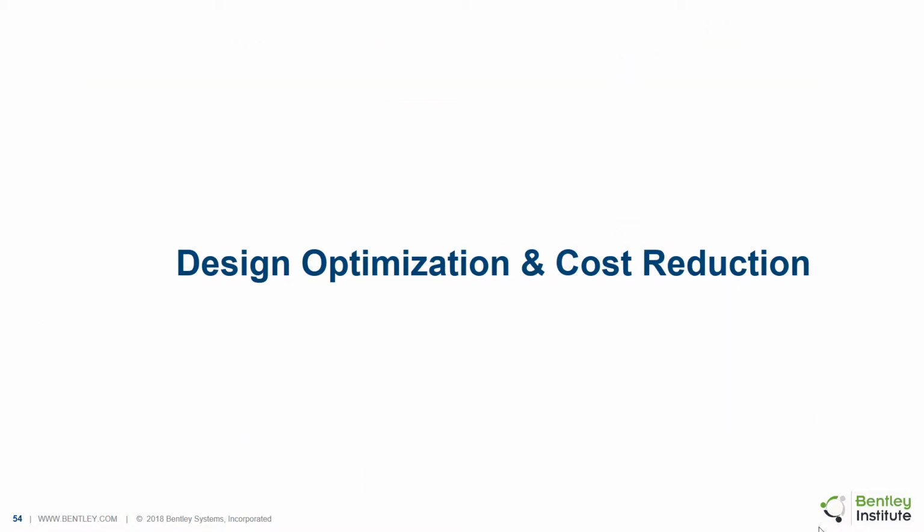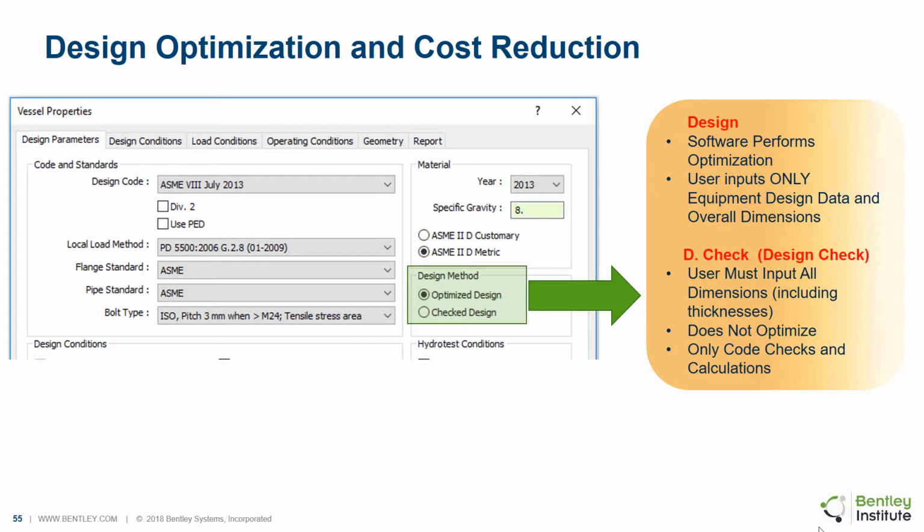Having covered the fundamentals of cost estimation and customization of the same, we will now look at some real-world scenarios where the design optimization and cost reduction can be performed using the cost estimation feature. Before we move into the cost optimization, let us look at the design optimization capability of the product. In the main Vessel Properties dialog box in AutoPIPE Vessel, there are two options, Design and D-Check.